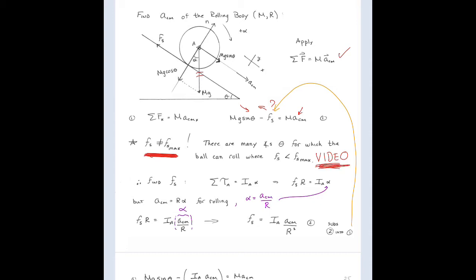I'll show you a video where I can have many different angles for which this thing will roll without slipping. So without any other given information, we can assume that this thing's about to slip.